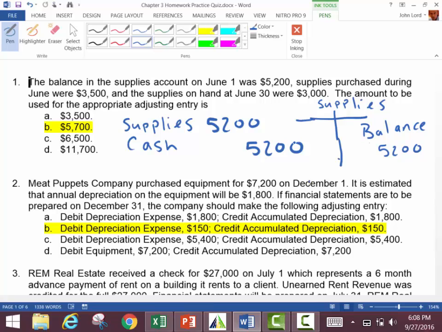Okay, good. Now you want to post that to your T account? Wait a minute. He was right. Who said 5,200? They purchased supplies for 3,500, didn't they? Don't interrupt the man when he's working. Fix that. They purchased supplies for how much? 3,500. So debit supplies 3,500.